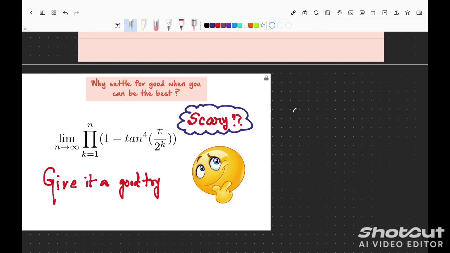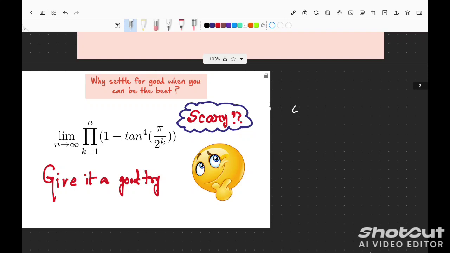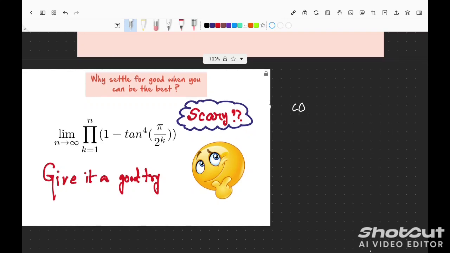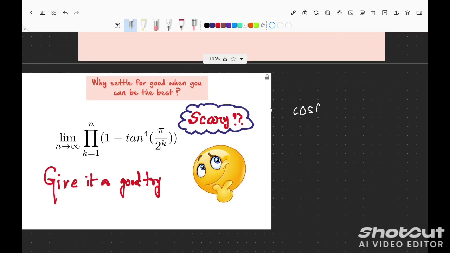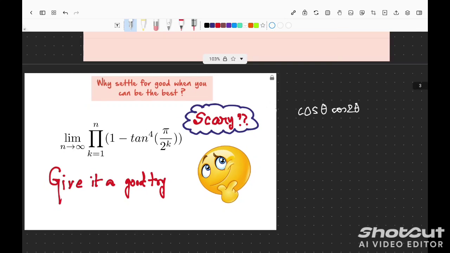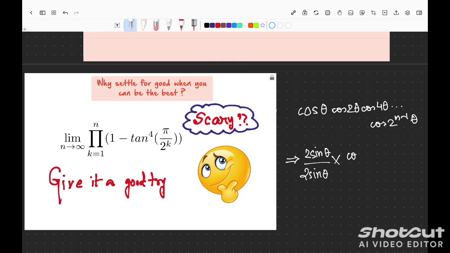So what we were given was cos of theta into cos of 2 theta into cos of 4 theta up to cos of 2 to the power n minus 1 theta. So what we can do here is multiply 2 sin theta in the numerator and 2 sin theta in the denominator.